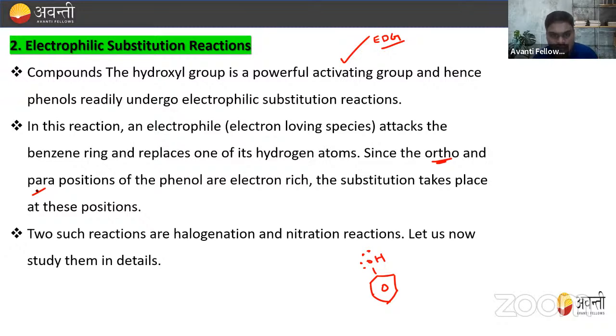Yeah, I got one. Resonance effect. Okay, someone says resonance effect. Very good. Good, beta. Okay, so let me explain this in detail so that everyone gets to know what we mean by ortho and para positions, and why phenol is electron rich at these positions, right?